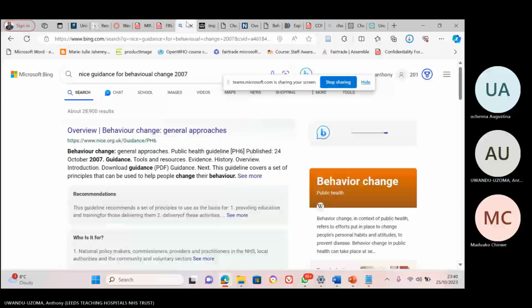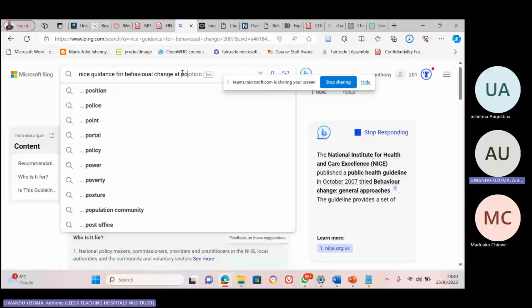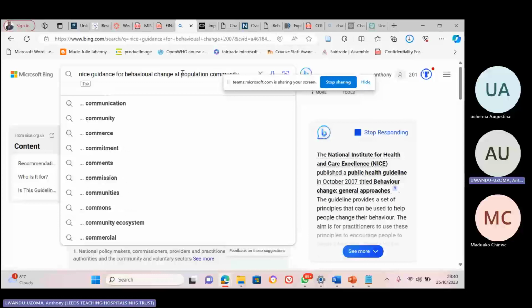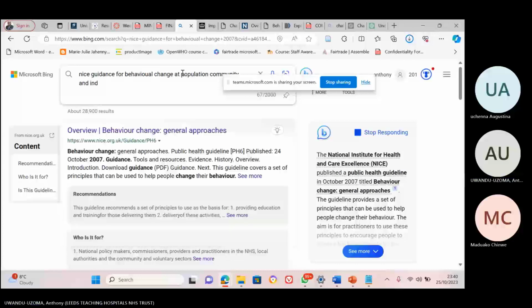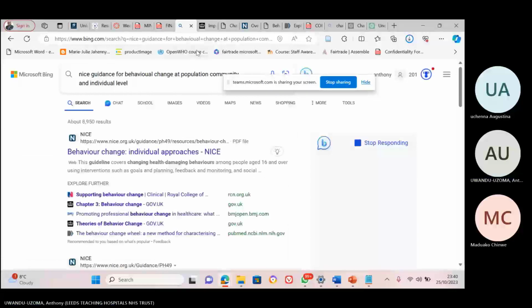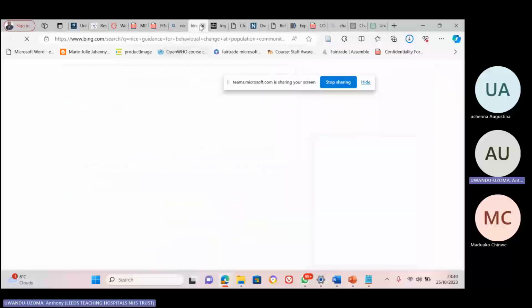So at population, community, and individual level. Let me see what I will see at individual level. So now I can see. So this is your lecturer now. Having read her PowerPoint, I can see that her PowerPoint is based on NICE guidelines.